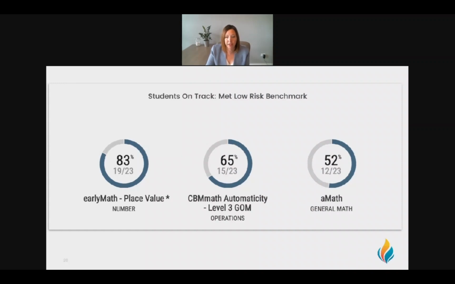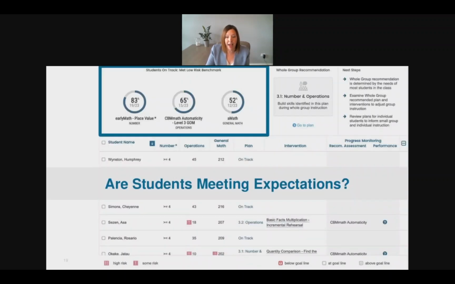So overall here, we see that when we look at number or place value, more entry-level mathematics, more early math skills, the majority of students are meeting benchmarks and expectations in that level. We do see, though, that a lower number of students are automatic with their math operations. And then when we look overall at general math skills, we also see that only about half of students, or 52%, are meeting expectations.